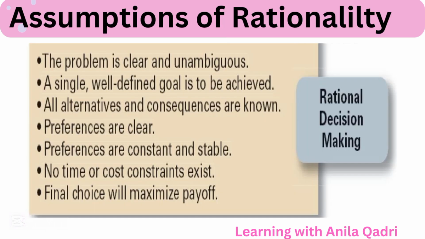Assumptions of rationality. The problem is clear and unambiguous. A single, well-defined goal is to be achieved. All alternatives and consequences are known. Preferences are clear. Preferences are constant and stable. No time or cost constraints exist. The final choice will maximize payoff.